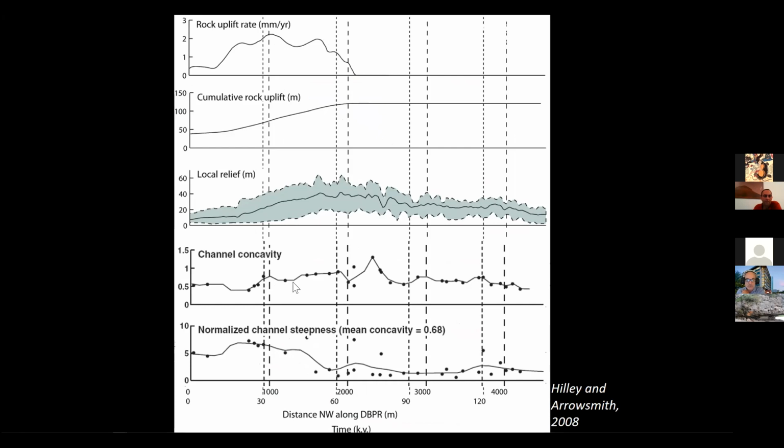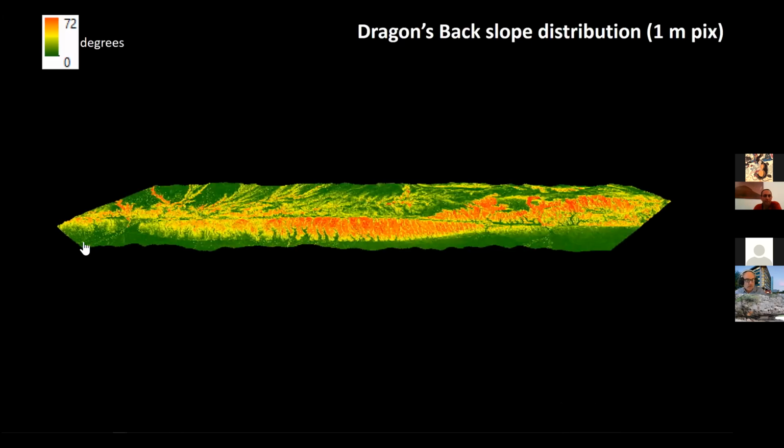The channel concavity is a little bit complex because of some piracy in the middle here. But the nice thing is we do see that this channel steepness is consistent, in the sense that it's higher where the rock uplift rate is high. So it's a sort of calibration that channel steepness might be useful as a topographic metric to indicate the activity of the system and relative rates of rock uplift. So that was 2008.